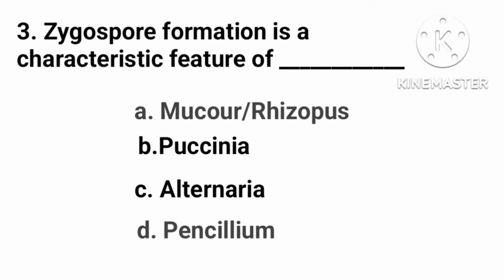Zygospore formation is a characteristic feature of: option A, Mucor or Rhizopus; option B, Puccinia; option C, Alternaria; option D, mycelium. The correct answer is option A, Mucor or Rhizopus.